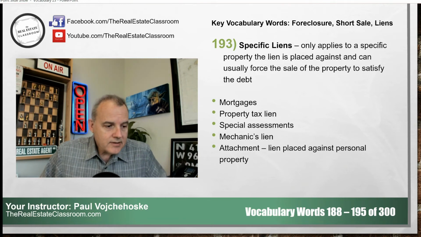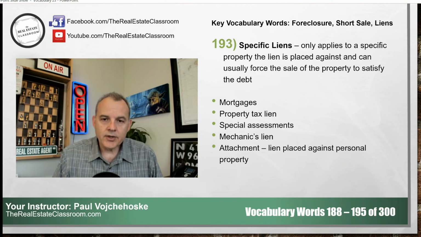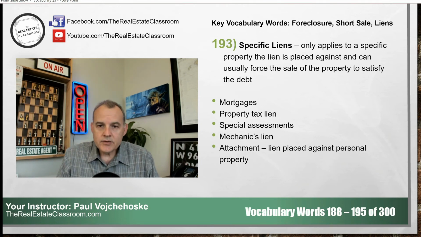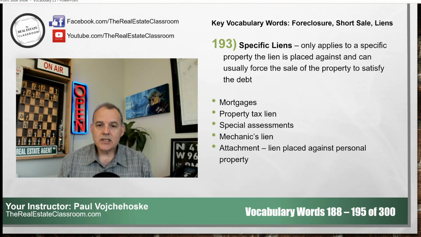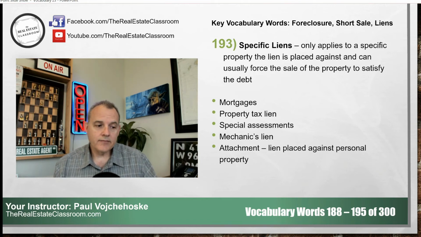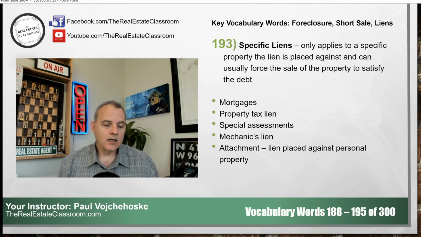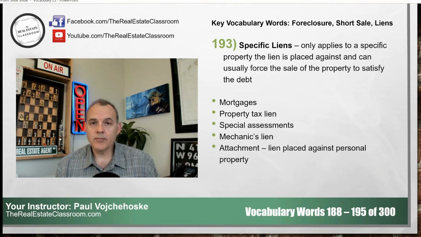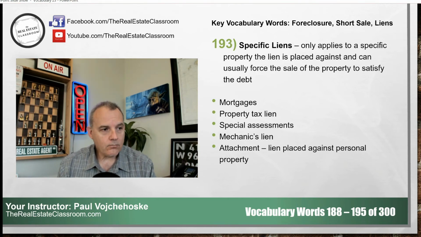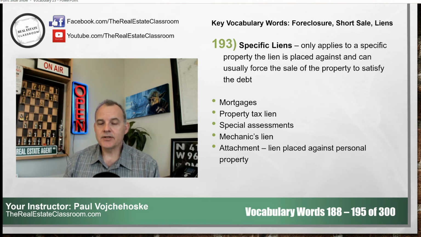So what are some examples of a specific lien? Well, I got them on your screen. They are mortgages, deeds of trust, property tax liens, special assessments, mechanics liens, and then attachments. An attachment is a type of lien that's placed against personal property. And if there is a creditor that is owed money, then they can get a judicial order for an attachment, so they can secure the personal property to sell it off to satisfy that debt.